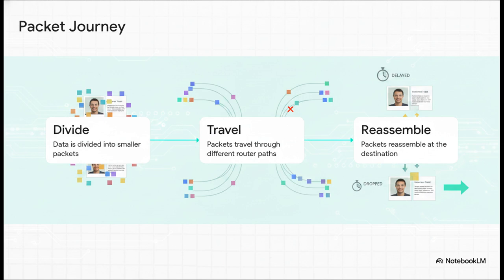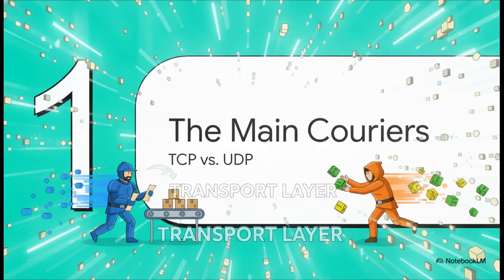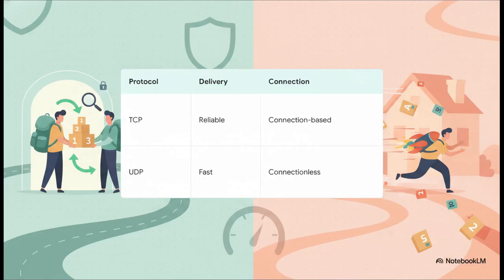So to handle this absolute chaos, the internet relies on some highly specialized delivery protocols. Let's see how this builds into our next section, looking at our two main delivery couriers in the transport layer, TCP versus UDP. Now, what's really interesting about this slide is how radically different these two approaches to data delivery actually are. Think of TCP as your incredibly careful, meticulous courier. It checks every single detail, establishes a firm connection, ensures the packages arrive in the exact right order, and if a package gets lost, it just says, hey, send that one again.